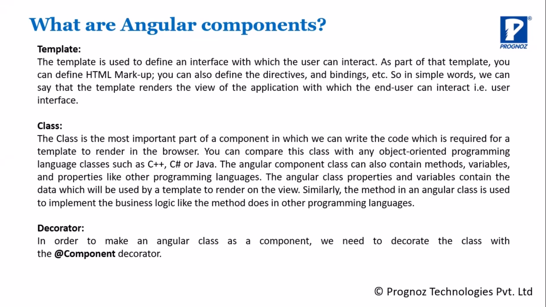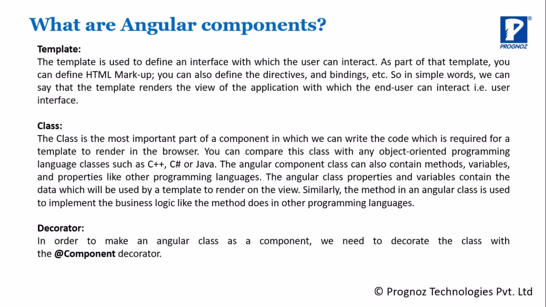Second is the class. The class is the most important part of the component, in which we write the code required for the template to render in the browser. We can compare this class with any object oriented programming language. If you have already done C++, the class concept is there, C# has the class concept, Java also has the class concept. We already did the class concept in TypeScript also.